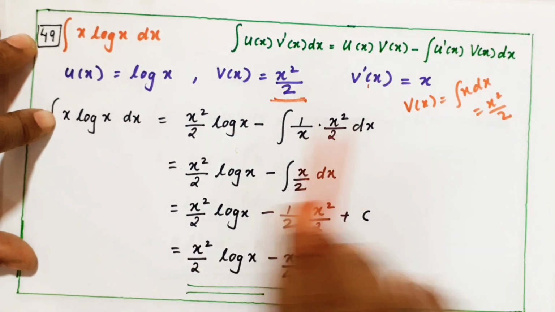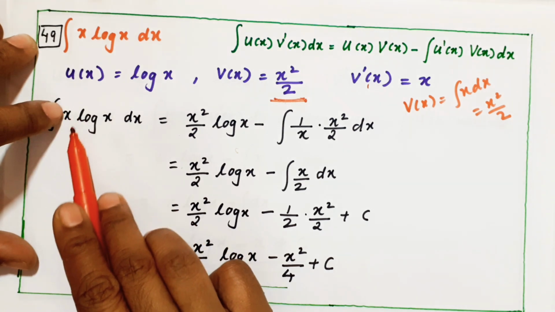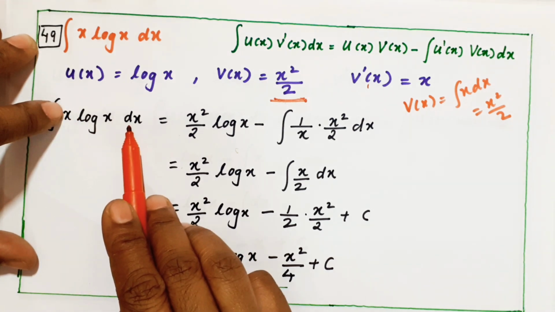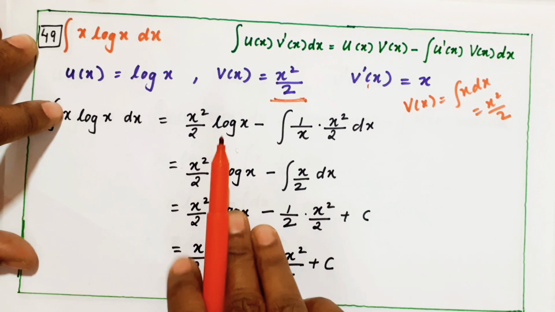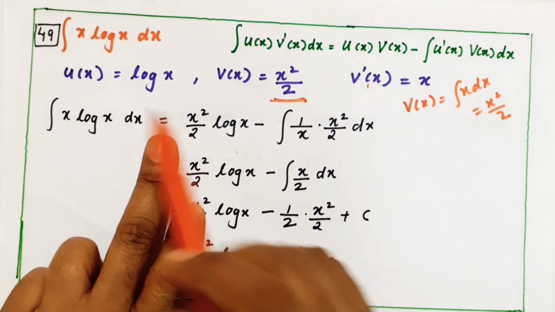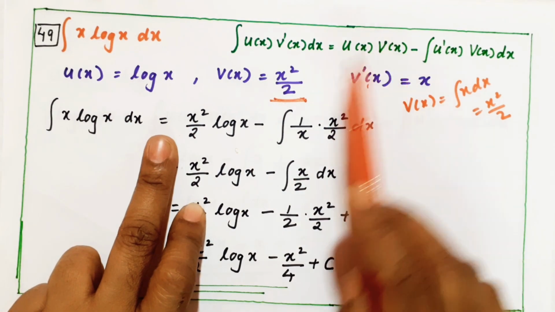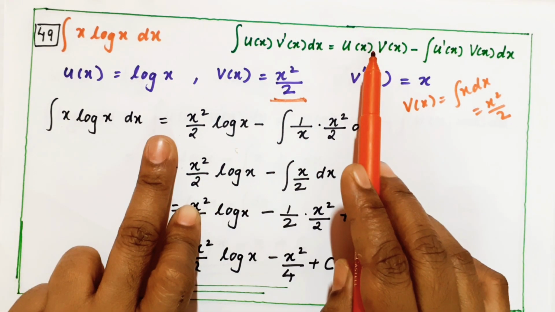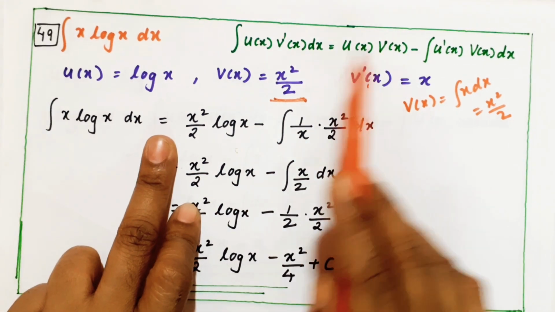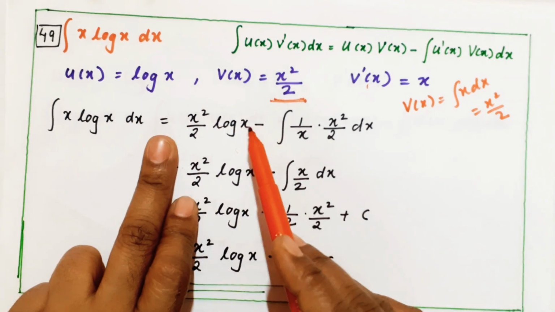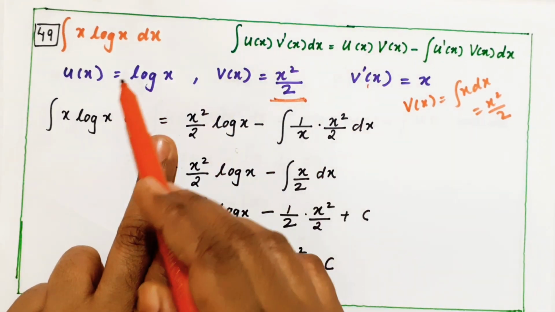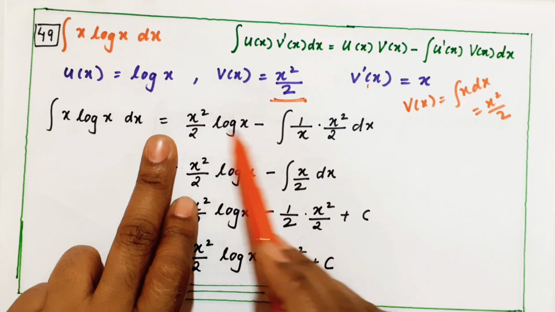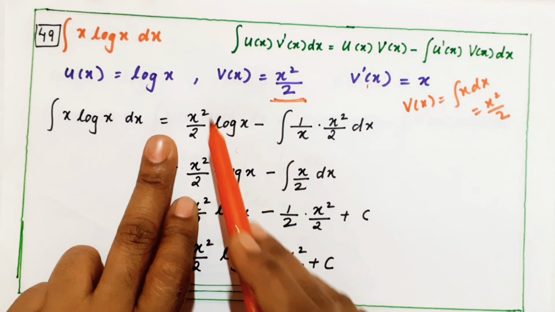Now, next is simple only. We are writing the question: integral of x log x dx. The first term you can write is u of x, v of x. So u of x is log x, and v of x I am writing as x square by 2. No need to confuse with x in the nearby terms, so we are just taking it like this.